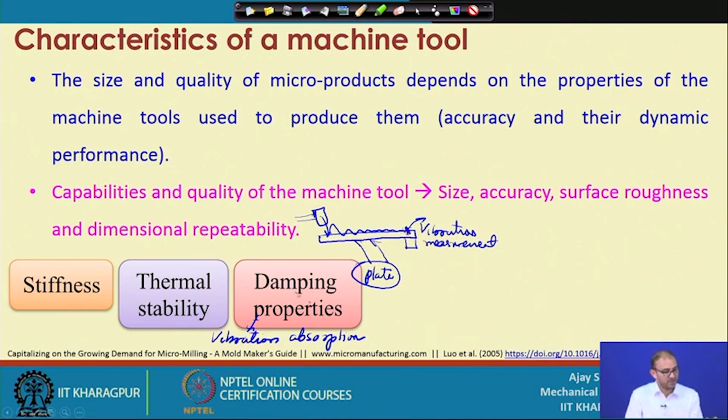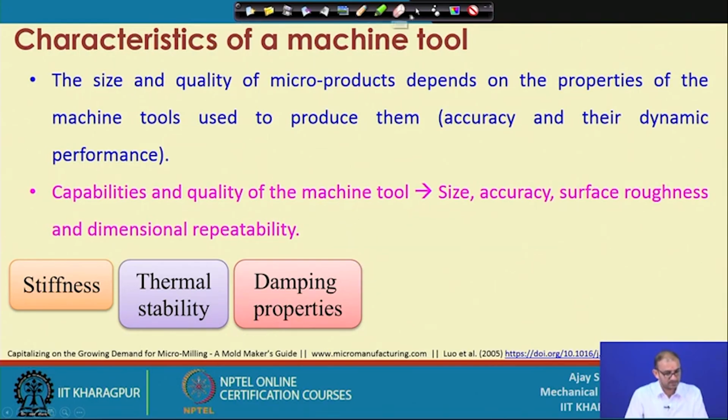We need the damping properties to be very high in this case, so that all the vibration will be absorbed within the material only, and it will not reach the joint here. If it is reaching that joint, after some time the joint will become a little bit loose, and then it creates a problem in the other assembly parts.